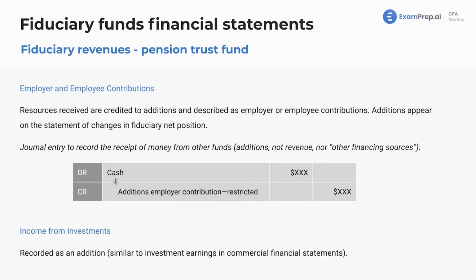So this is going to be when the pension trust fund receives money, they debit cash. Well, of course, right? They're receiving cash. And they credit additions to employer contribution restricted. So this is restricted monies. It's not revenue. This is restricted monies. It's more of a liability. And then we've also got income from investments. This is recorded as an addition, so similar to investment earnings in commercial financial statements.